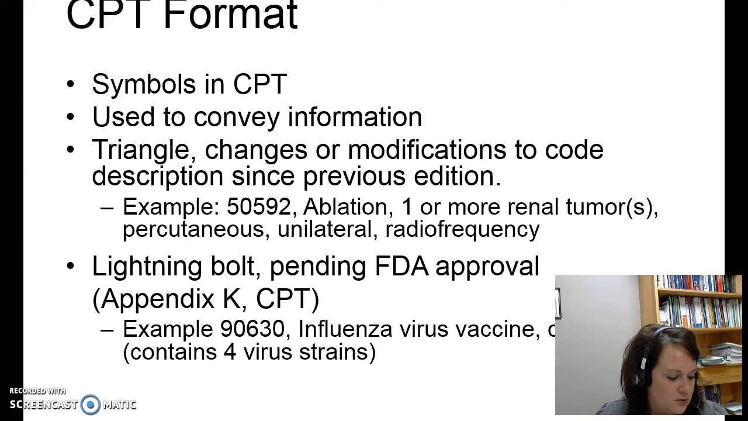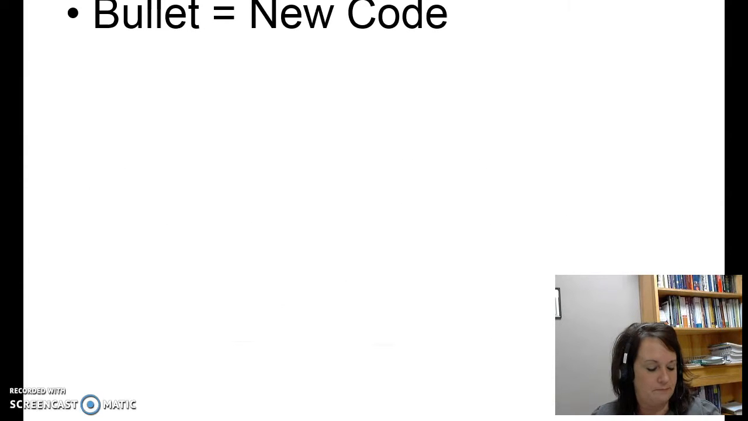The triangle marks changes or modifications to the code description since a previous edition. Again, remember we said earlier they're updated every year. They give an example: code 50592 says ablation, one or more renal tumor or tumors, percutaneous, unilateral, radiofrequency. A lightning bolt means pending FDA approval, and you can find all lightning bolt codes in Appendix K at the back of your CPT book. There's an example of a code with the lightning bolt as well. So symbols mean more information.